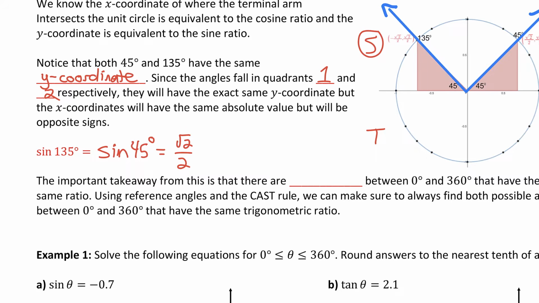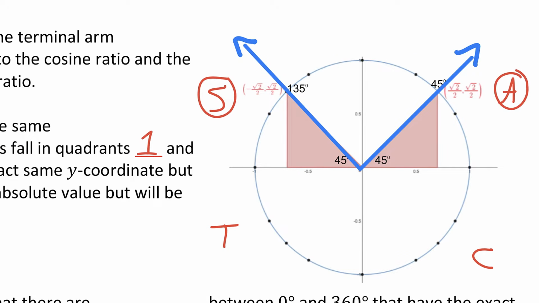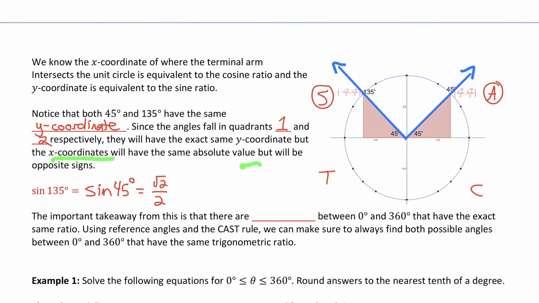The next thing we need to talk about is the x-coordinates of those points. If we look at those x-coordinates, when we rotate 135, we get negative root 2 over 2. When we rotate 45, we get positive root 2 over 2. So the x-coordinates have the same absolute value, but they have opposite signs. How we could communicate that is we could say that cos of 135 is equal to the negative of cosine of 45. That's the relationship between the cosine ratio for those two angles.